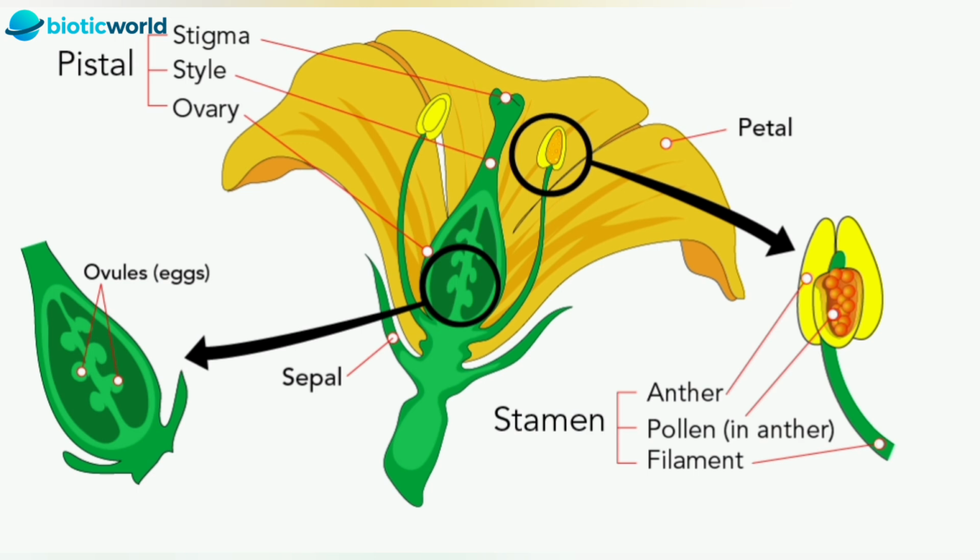Next is ovary. This is where the ovules, female sex cells, are located. The ovary houses the eggs that will eventually be fertilized. Some other parts of the flowers are petals and sepals. Petals, these are often brightly colored and serve to attract pollinators like bees, butterflies, and birds. Sepals, these small leaf-like structures protect the flower bud before it opens.